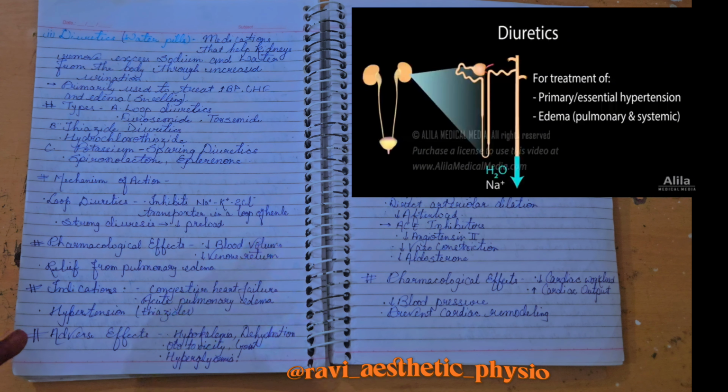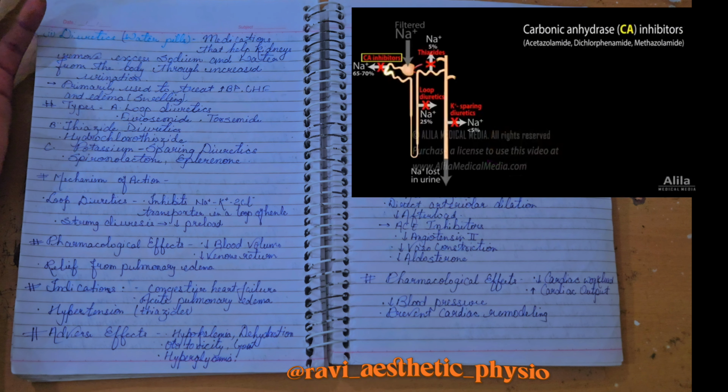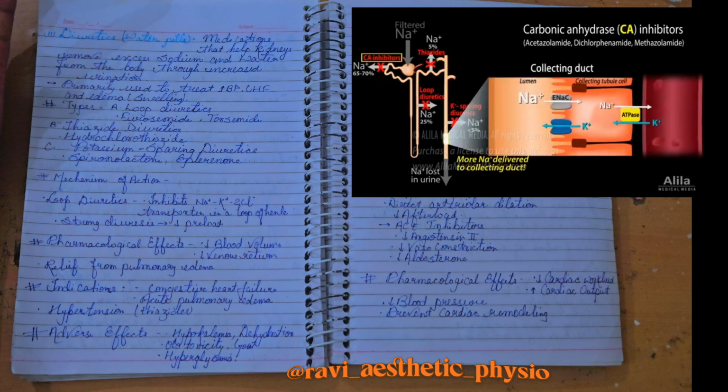So the introduction: diuretics are medications that help the kidneys remove excess sodium and water from the body through increased urination. They are primarily used to treat increased blood pressure, congestive heart failure, and edema and swelling. Diuretics decrease the heart pressure in patients suffering from congestive heart failure, and in edema they reduce swelling and excrete the accumulated fluid over the limbs via the kidneys.